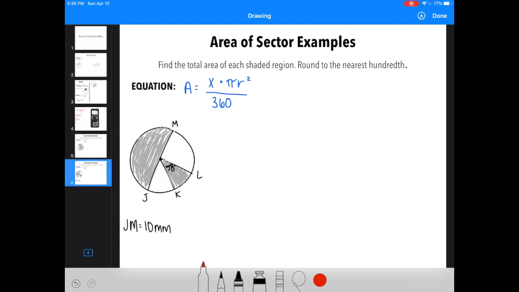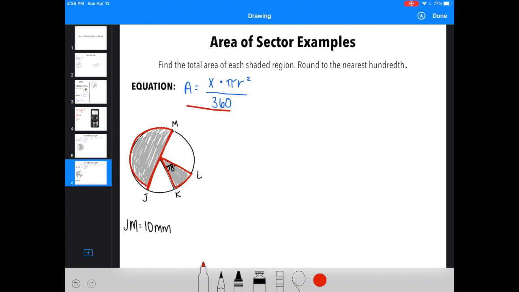All right, last problem. This is the last type of sector problem you will see, where it's like, hey, what is the area of all of these different sections? Yes, you could use the sector equation and find the area of each component, each part. However, because it's the same circle, we can just add up our central angle of all of those sections.